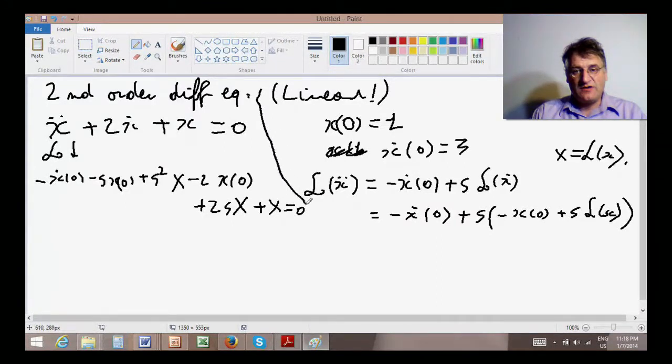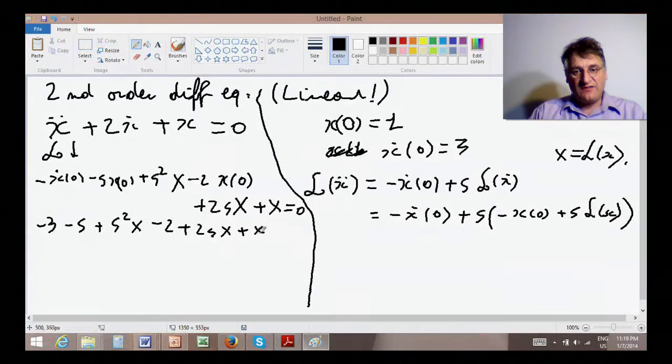Okay, let's do an artistic separation. We can even plug in the numbers, so it becomes like minus 1. Sorry, that's x dot of 0. So that's minus 3 minus s times x of 0, so minus s plus s squared x minus 2 plus 2sx plus x is equal to 0.